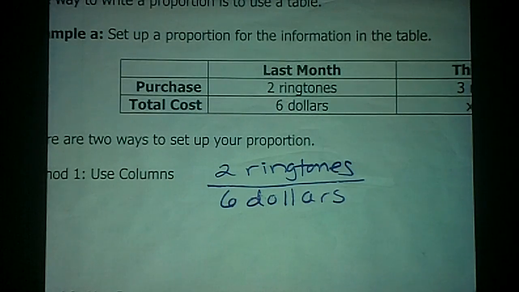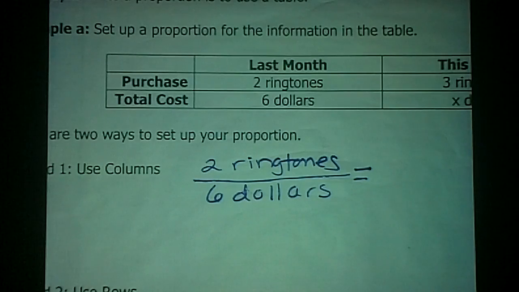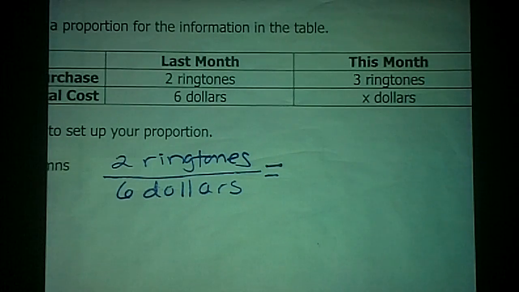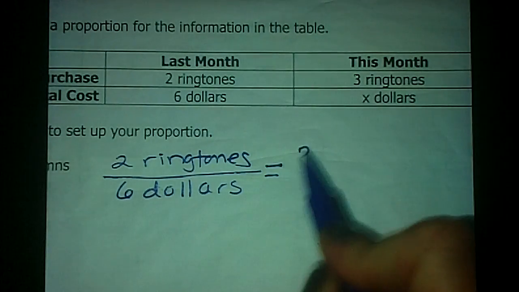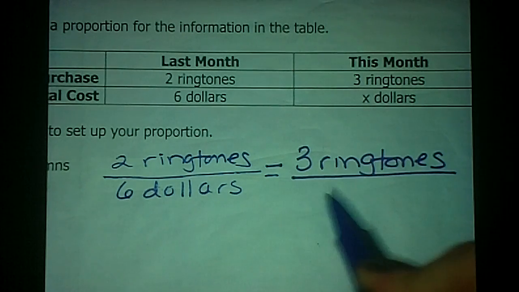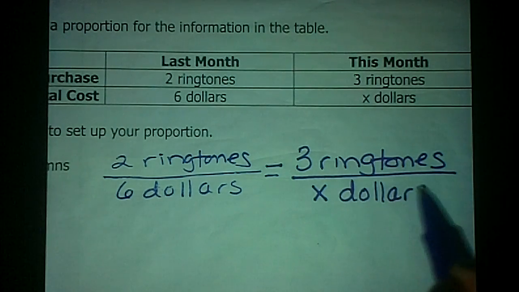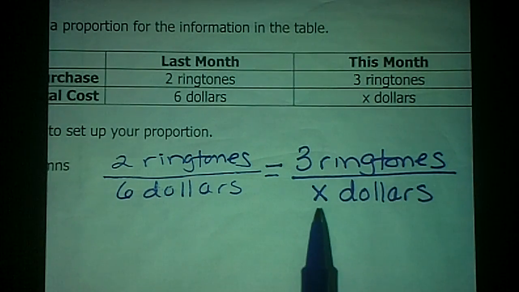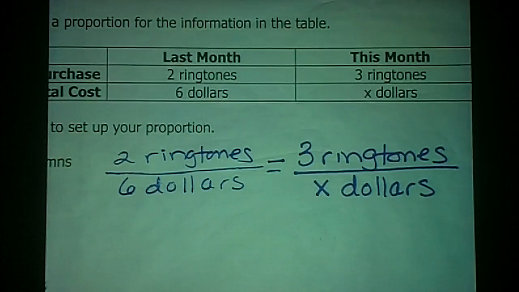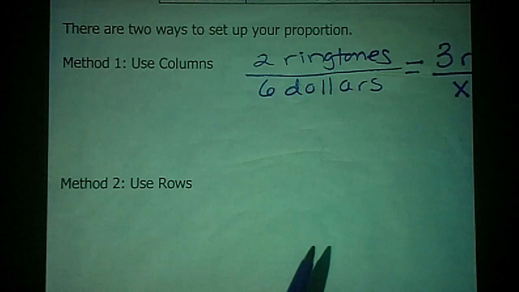Since we're being told that this is a proportional relationship, we're going to use an equal sign and look at the other column of our table that tells us 3 ringtones. And the cost is unknown, so that's why we're leaving it as X dollars. On this page, we're not actually going to be solving for X. We're just going to leave it exactly like that. I know, totally simple. But then we're being asked to write a proportion with the same information using rows.